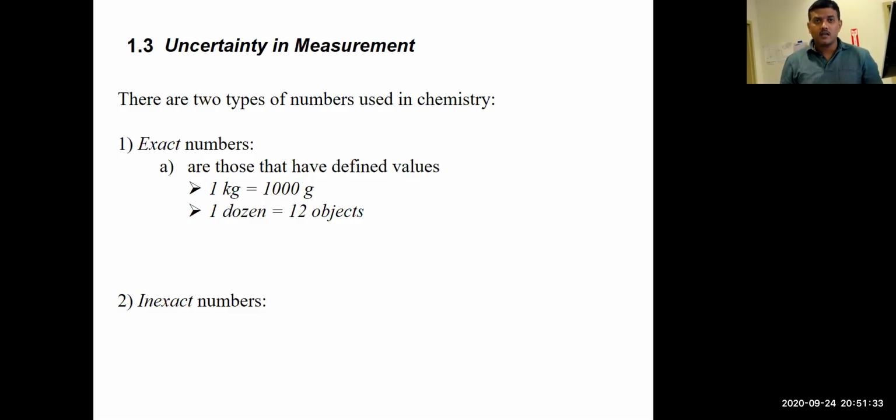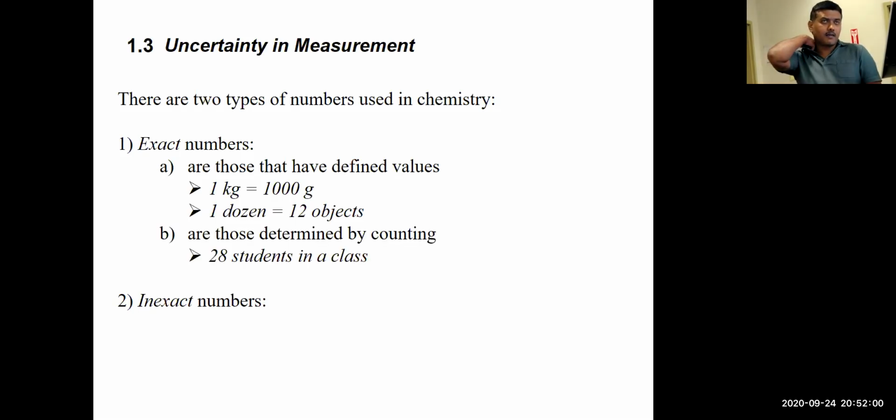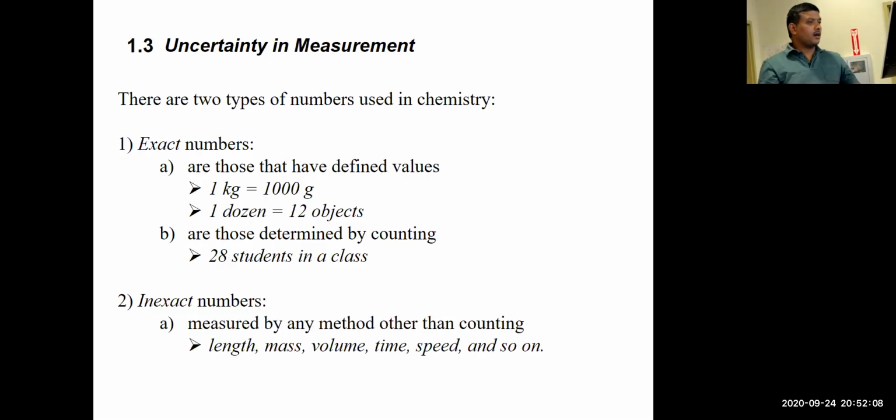Exact numbers wouldn't pose any issue to us whenever we're doing calculations in chemistry or in science. However, inexact numbers will pose a challenge because it is always difficult to measure accurately. You can only measure with certainty up to the last digit, which we will discuss in the next couple of slides. An inexact number comes from measuring something, like taking the length of it, the mass of something, or the volume of it, or measuring time or speed.